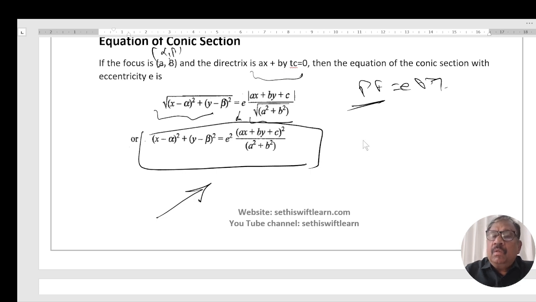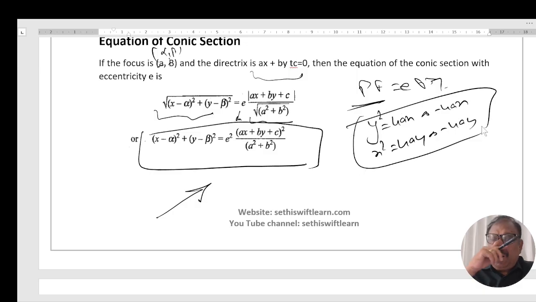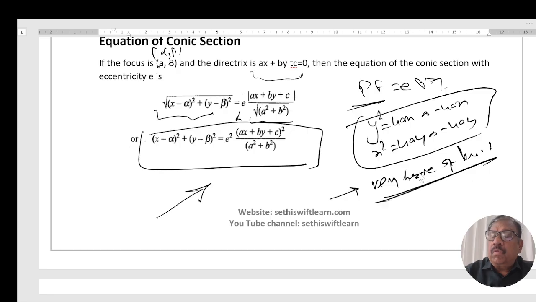Standard equations are y square equal to 4ax or minus 4ax, x square equal to 4ay or minus 4ay. These basic concepts have already been discussed in the very basics of Parabola 1, which you can review on YouTube channel Statistics Learn. So this is all about the focus-directrix property and definition of the conic section. Right? Next question.